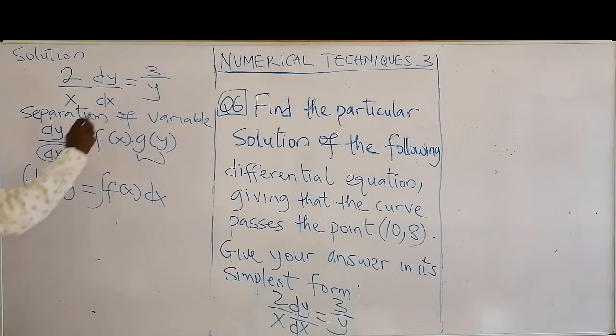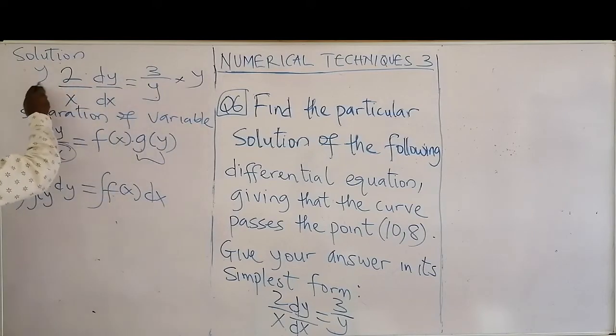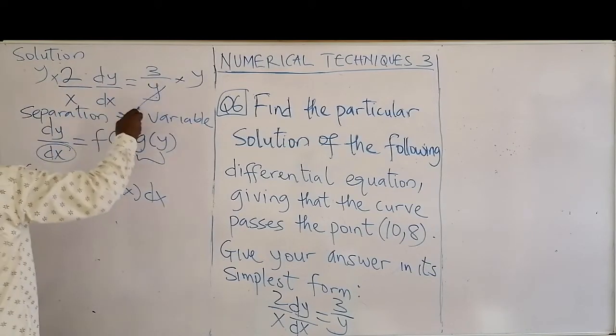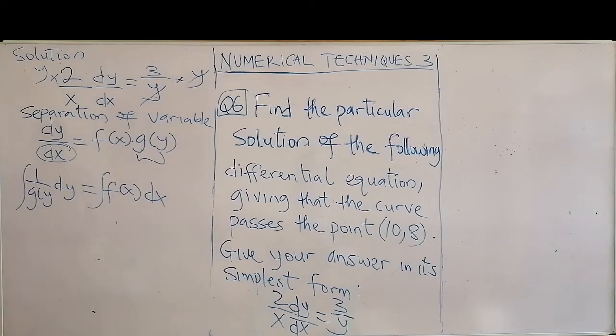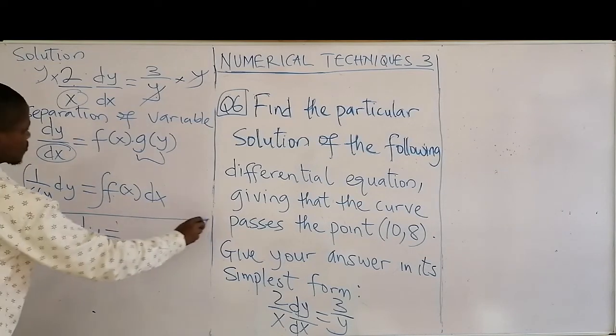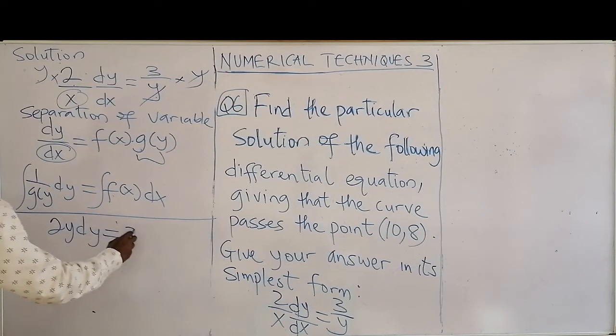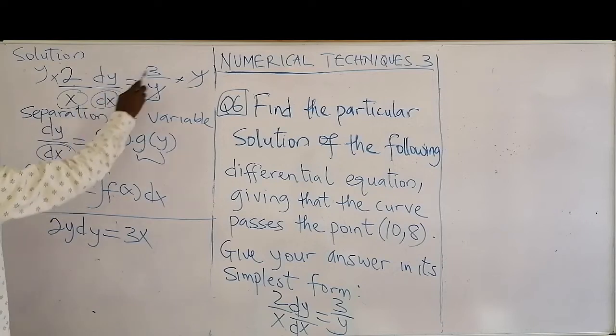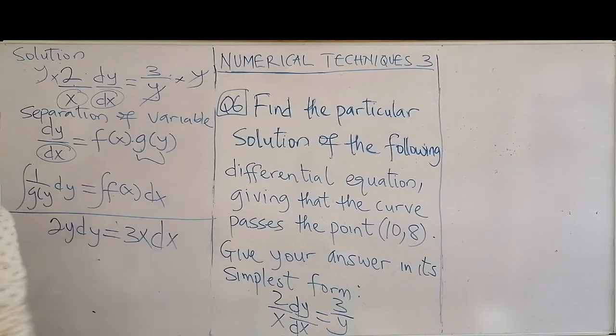Can you multiply both sides by y? This one times y, this one also times y. And this x also has to move, so times x. So I'm going to have 2y dy equal to 3x dx. The dx also has to go to this side. Okay, then you integrate both sides.